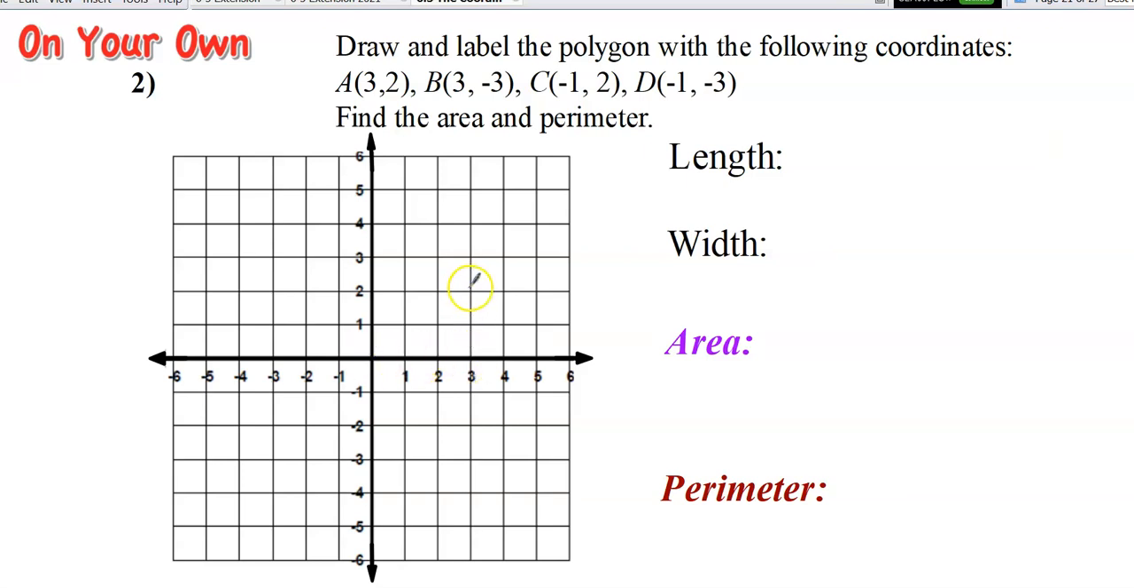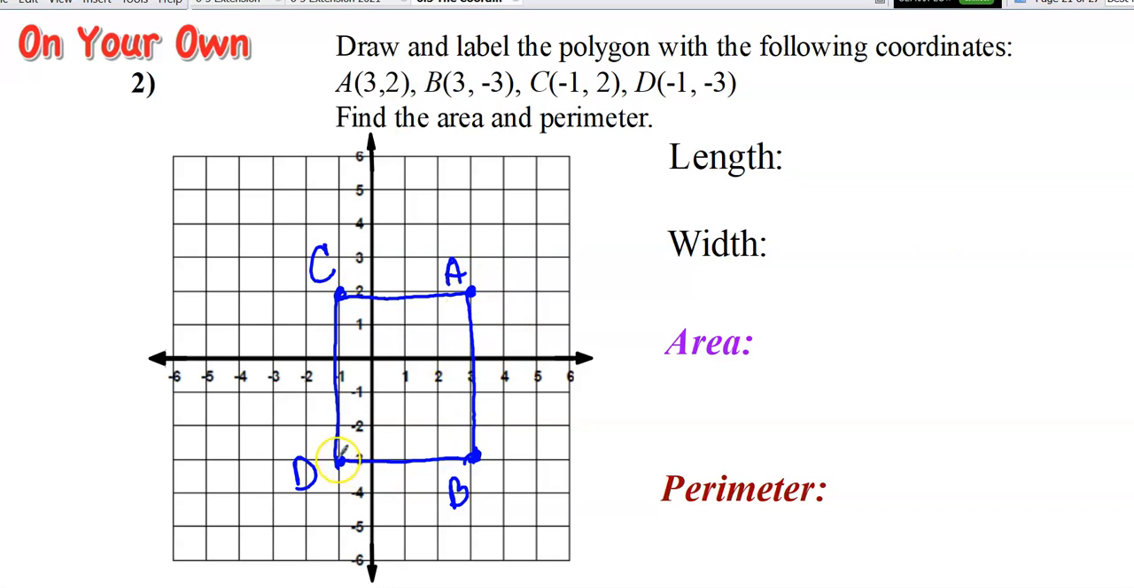So over 3 up 2, that's where A is. Over 3 down 3 is where B is. C is negative 1, 2, so I go over to the left and up 2. There's C. And D is negative 3, negative 1. I'm sorry, negative 1, negative 3. And that is D. So I'm going to go ahead and connect the points and make my polygon.